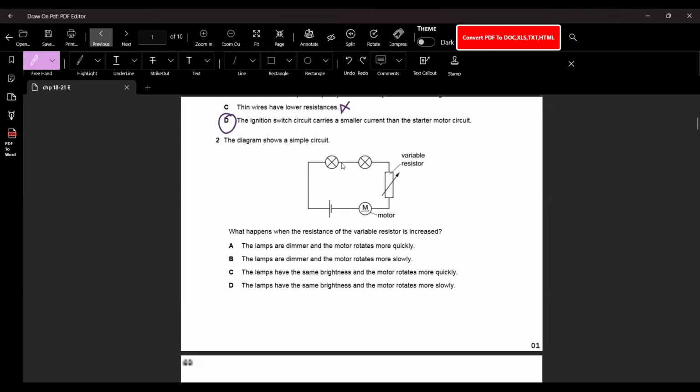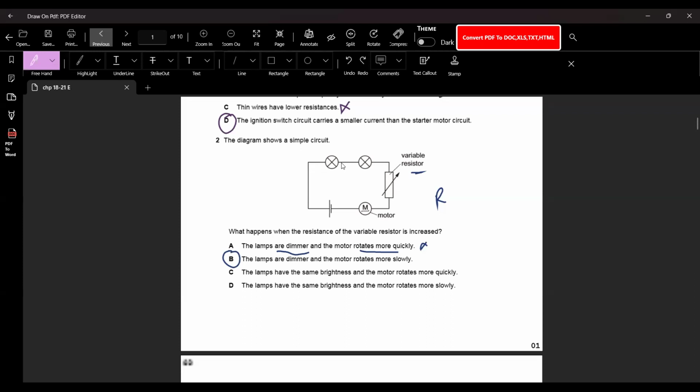So everything is connected in series. This would mean there would be a greater resistance in the circuit when the variable resistor is increased. So let's see the options. The lamps are dimmer and the motor rotates more quickly. No. The lamps would be dimmer, but alongside the motor would also move slowly. So we have to look for that option.